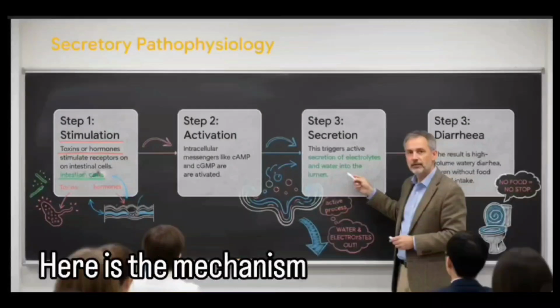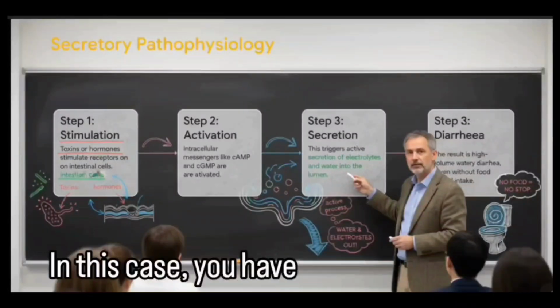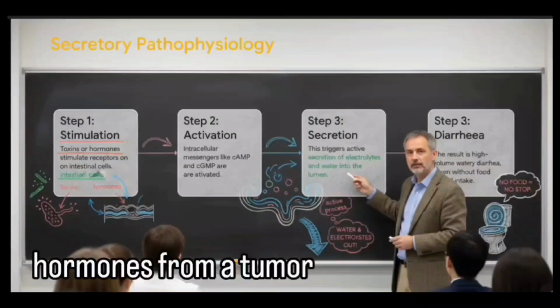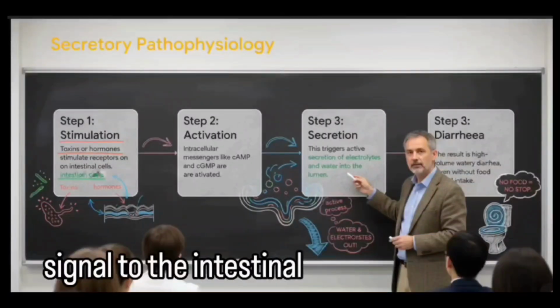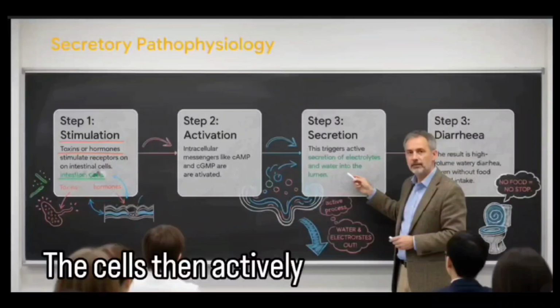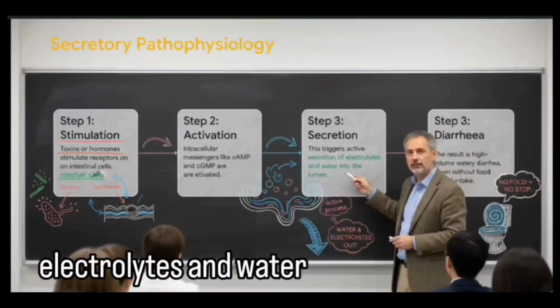So what's really fascinating here is the mechanism. In this case, you have toxins. The classic example is cholera, or maybe hormones from a tumor. These things are basically sending a signal to the intestinal cells, telling them to, well, to open the floodgates. The cells then actively start pumping out electrolytes and water into the gut.